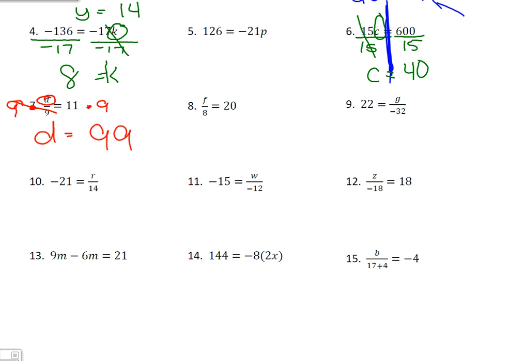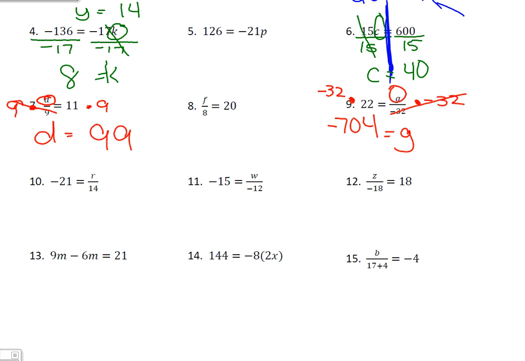Okay, so when I look at number 9, I have G. What they did to G was they divided by negative 32. The opposite of dividing by negative 32 is to multiply by negative 32. Again, I do not change the sign when I'm doing a division and multiplication. And if I multiply the right side by negative 32, I multiply the left side by negative 32. My negative 32s will cancel here, leaving me just with G. And then negative 32 times 22 is negative 704.